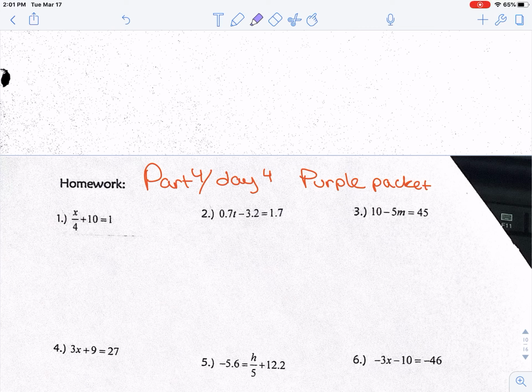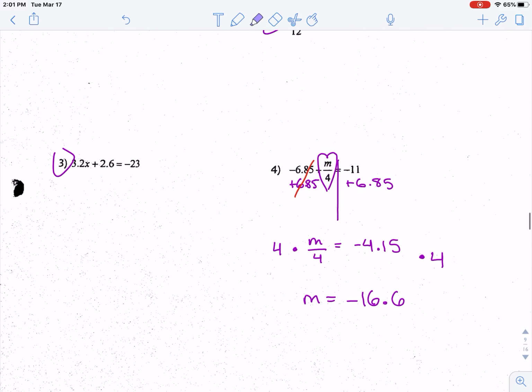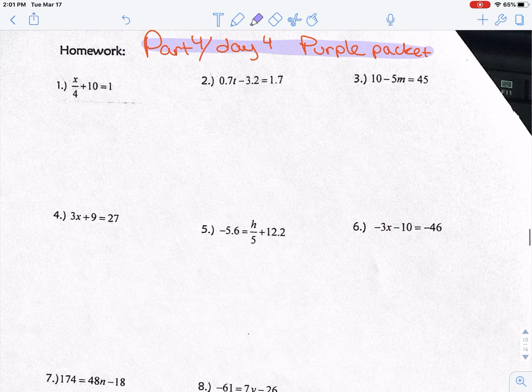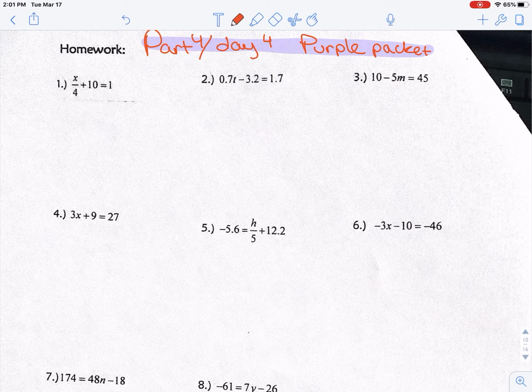Okay, everyone, so we are now on part 4, day 4 of our purple packet. Remember, I had us leave off doing these problems on our own, so we are now starting on the next page. I'm going to do a couple of these together, and then I'm going to suggest that you do the rest by yourself and check your answers with the key.